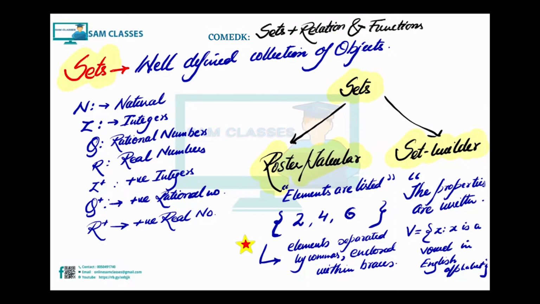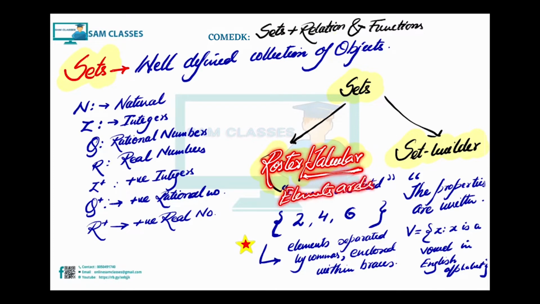Now sets are expressed in 2 forms. What are those 2 forms, students? The first is the roster or the tabular form. What is it? In roster or tabular form, we write down the elements separated by commas. Like let's say 2, 4, and 6.